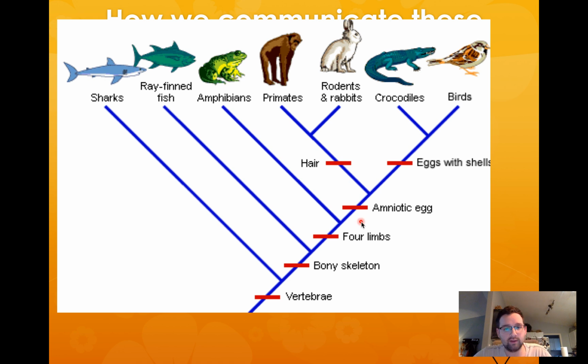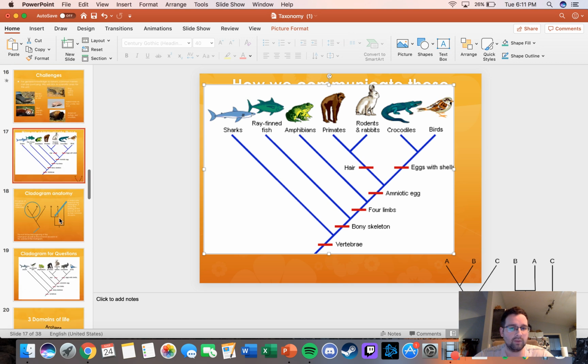Getting more specific, an amniotic egg, meaning the egg is amniotic. Amphibians don't have that. Down here there's a split. These organisms, rodents, rabbits, primates, have hair. Crocodiles and birds do not. They have eggs with shells. Rabbits and primates don't have eggs, so they don't have eggs with shells. So this is all correct traits for all these different organisms, and it shows how closely related they are based off of those traits. So that is why this one is the way that it is. I'm going to show you one that's very similar to this, and I'm going to ask you a few questions on it, and that's going to be what you submit to me, okay?